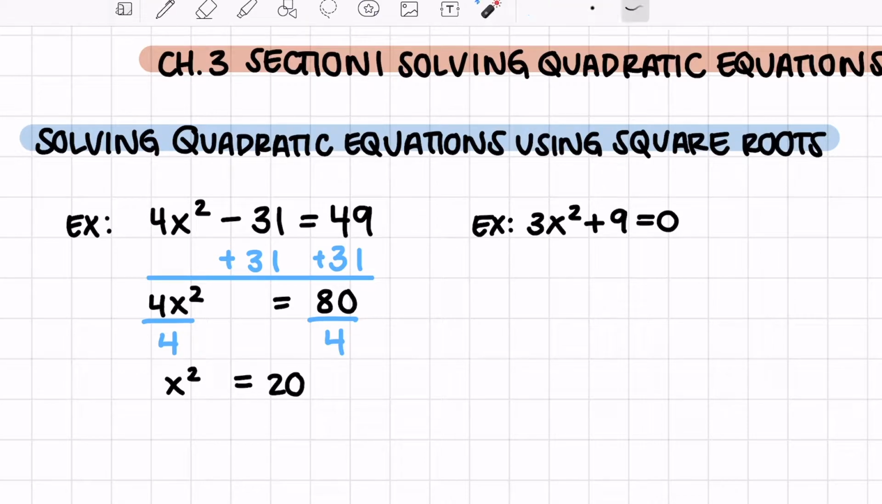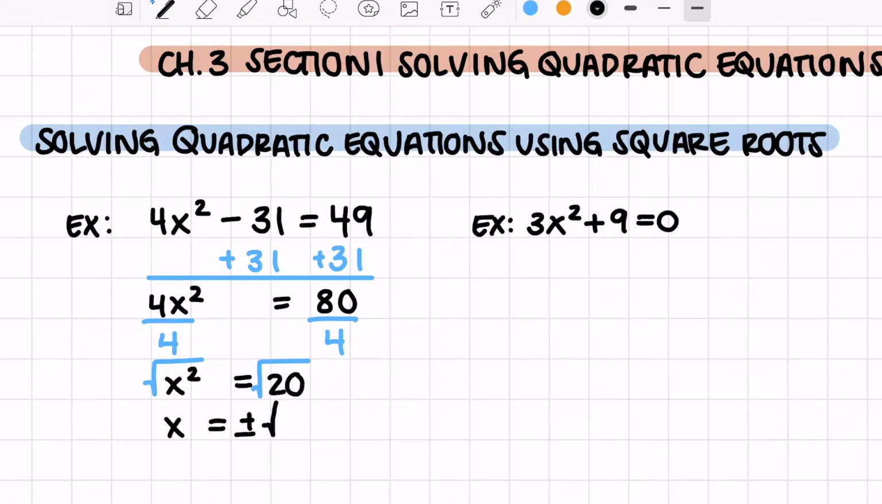Then, because I have a square, the opposite of squaring a number would be to square root. So the only way I can get rid of that power 2 is by square rooting both sides of the equation. When I do that, I'm going to be left with x equaling the square root of 20. And also remember that it has to be positive and a negative sign.